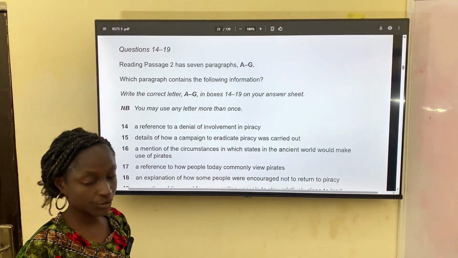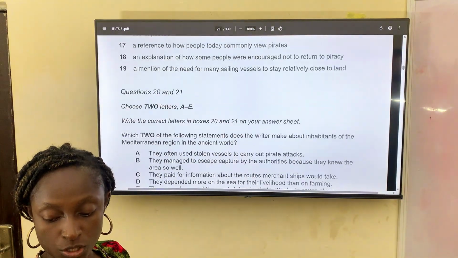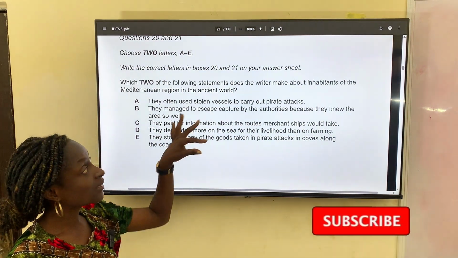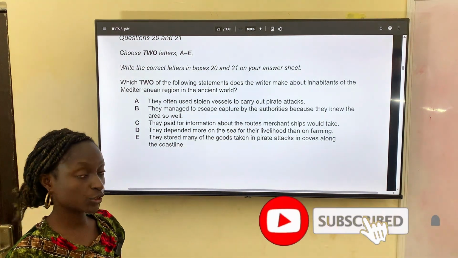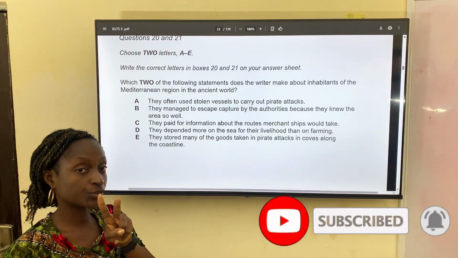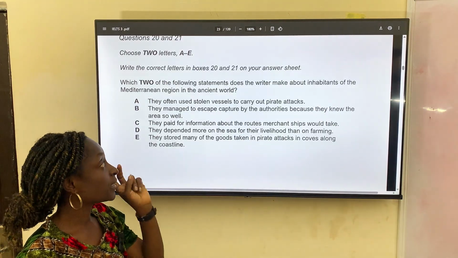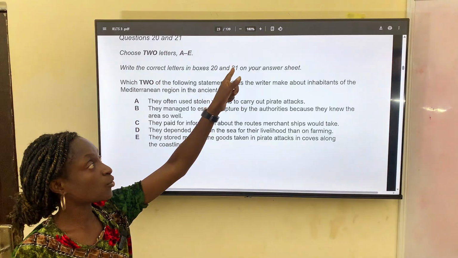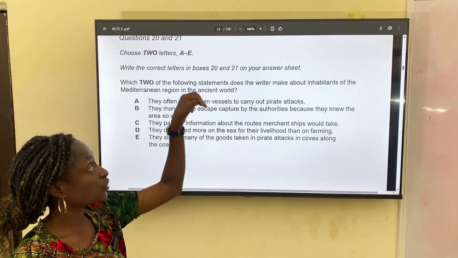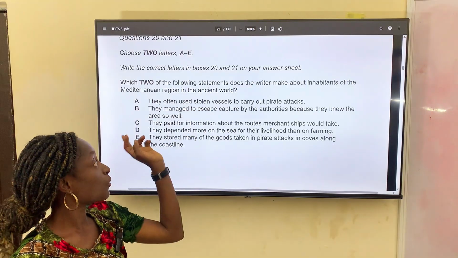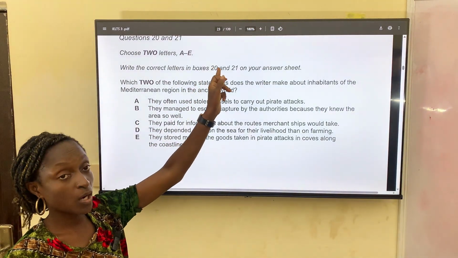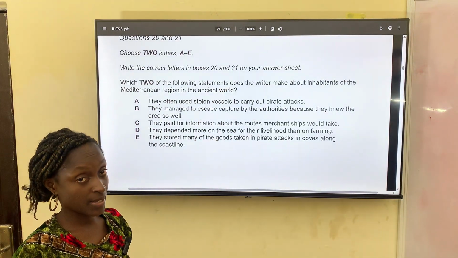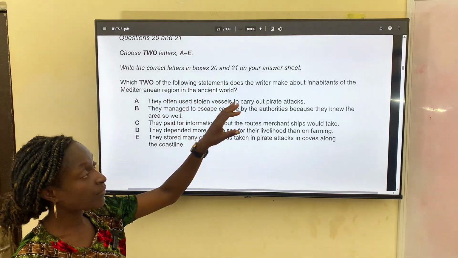Now the next set of questions is the multiple choice question. Now this is the second type of multiple choice question where you are being required to pick 2 options. That simply means this question is serving question 20, is also serving question 21. So you have to pick one option which will be the answer to question number 20, and you have to pick another option which will be the answer to question number 21. Is that taken?